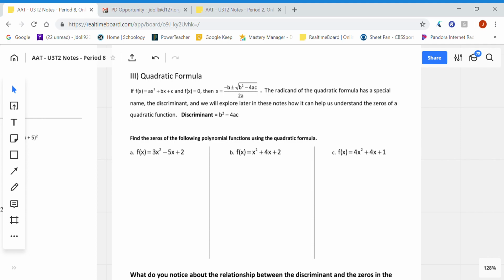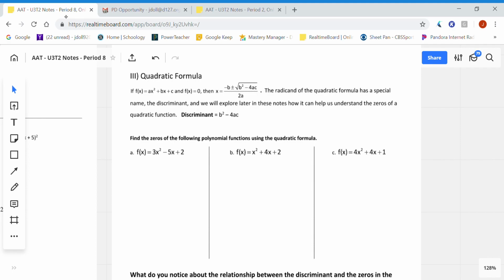This formula comes from taking our general form here, substituting 0 for f of x, and then solving for x, leaving a, b, and c as variables. It's a long process. It involves completing the square. It gets messy with fractions. The important thing is you have the formula. We need to know how to use it. I'm not going to be overly concerned with how we got the formula.